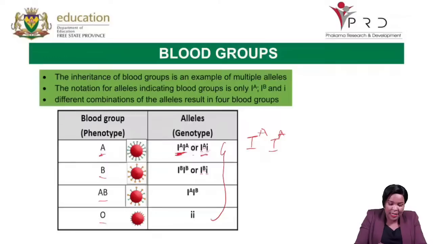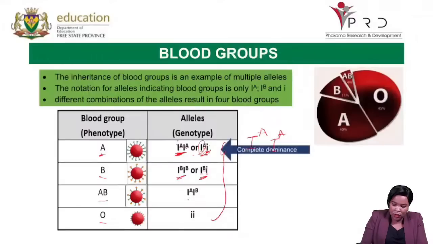So you represent that with a capital I and then capital A, or a capital IA, and a small i, which shows the recessive allele that is going to be masked by the dominant allele of blood group A. You can do the same for blood group B. Then for blood group AB, what does this show? Right, I want to show you now. This is complete dominance because it is completely dominant over this one. And then for blood group B, also complete dominance, because it is B over i.